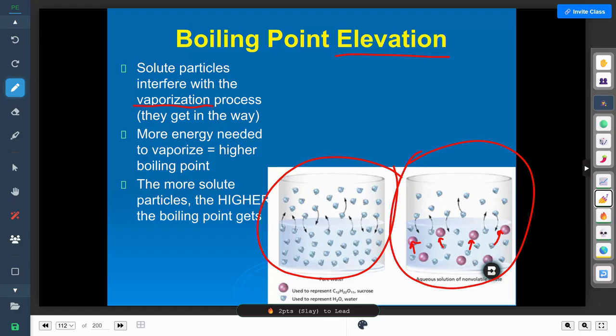So those particles are getting in the way, and the more solute particles you add, the higher the boiling point is going to get. And it's, again, because you need more energy in order to vaporize it, and therefore you would need a higher boiling point to vaporize it, and that's a higher temperature. Questions on that one? Okay.